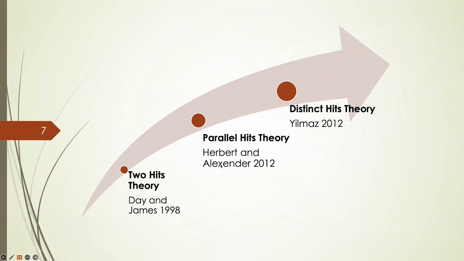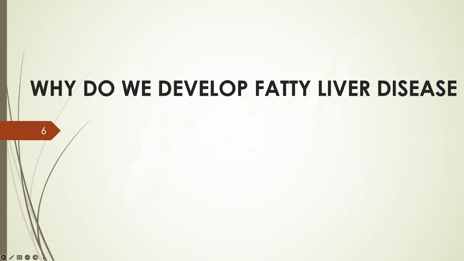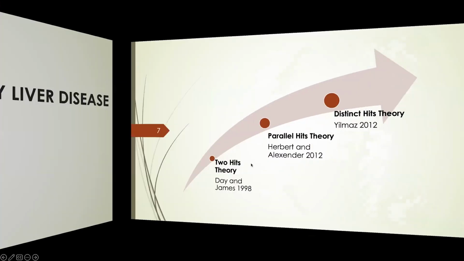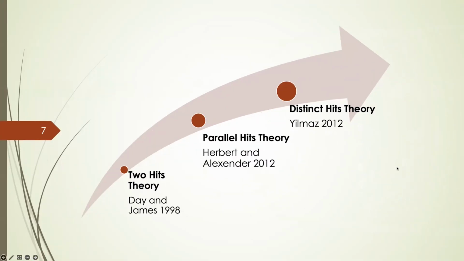There is another theory which was propounded by Dr. Herbert and Alexander in 2012. According to that, these are two parallel etiologies and two parallel reasons for development of fat in the liver. In one instance, you just have a simple deposition of fat, and from fat, you can develop cirrhosis of the liver because of genetic problems, rather than going through a process of first steatosis, then inflammation, and then the development of cirrhosis.